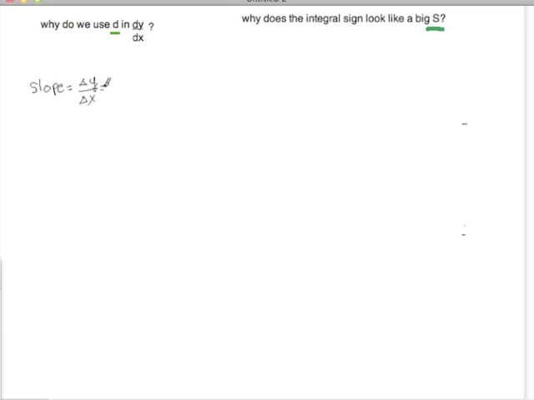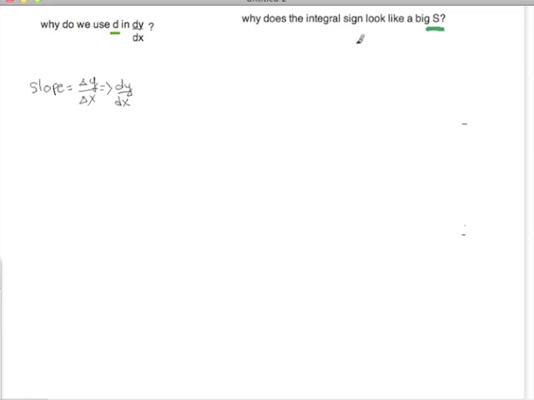So it's no big surprise that change in y over change in x becomes dy dx when we find the derivative of a function with respect to x. We are really finding the formula for the slope of the tangent line.